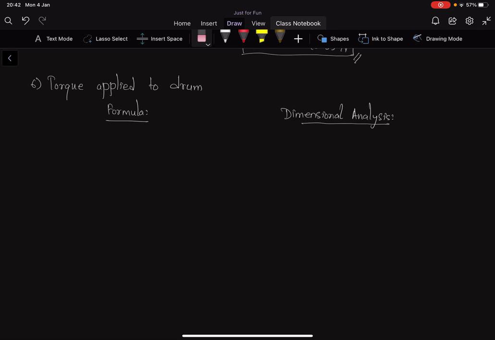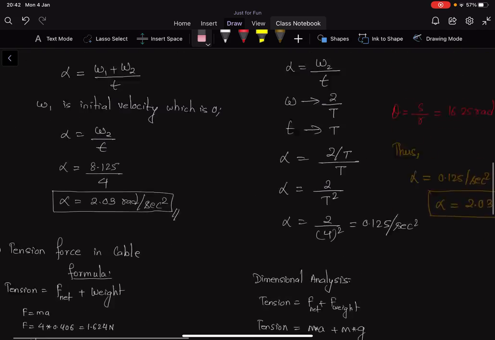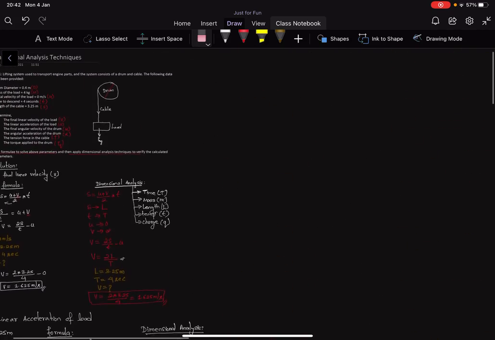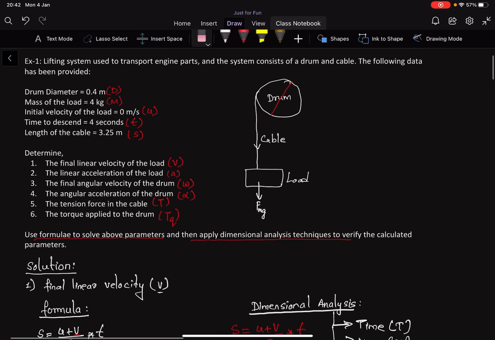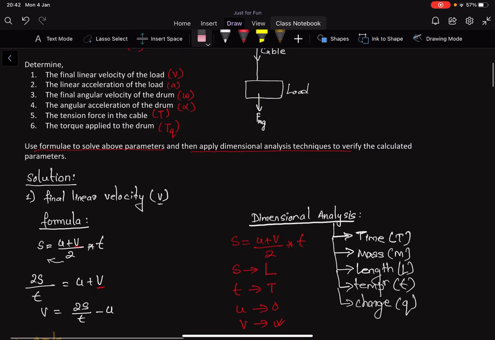So last time we completed this example question, which was the previous. If you watched the previous video, we have completed this example up to question number 5, and question number 6 is remaining. So today we're gonna finish that question number 6, and let's look at question number 6.